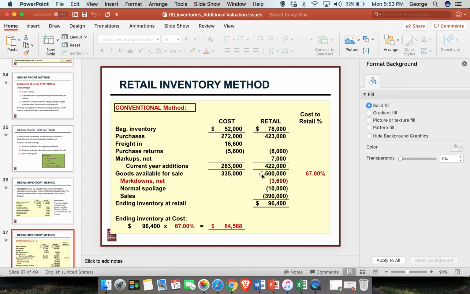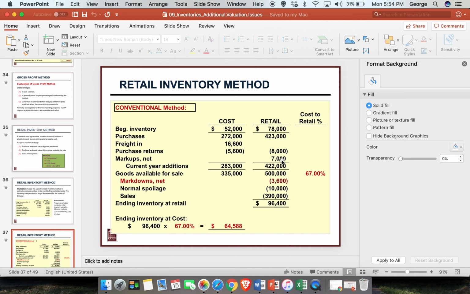All right, so for the retail method, it's kind of the same thing as before. We're going to compute goods available. So at cost, I've got beginning inventory plus purchases plus freight less any returns. These three are 283, and then add the 52, so 335 is my goods available for sale. Then on the retail side, we start with the retail value of the inventory, 78. Purchases were 423, subtract returns of 8, add markups.